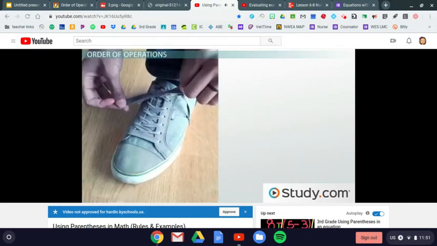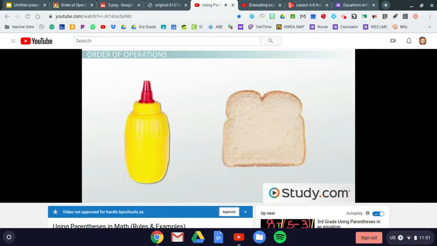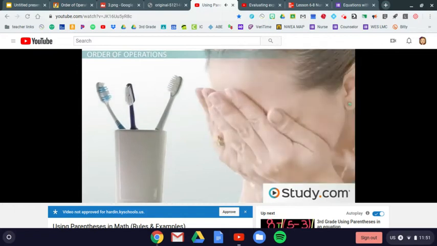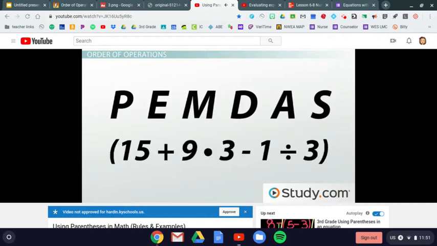Think about when you tie your shoes or make a sandwich. You can't put the mustard on your sandwich if you don't have any bread, right? Or maybe you like to have a routine in the morning. Brush your teeth first before you wash your face. Mathematics is the same way. You have to solve mathematical problems in a certain order, called the order of operations.